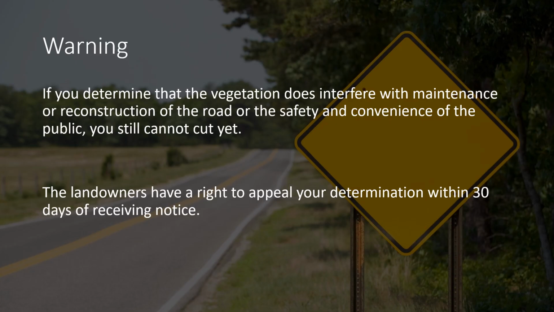Here it's important to note that you can't cut immediately after making that determination. Minnesota Statute 160.22 Subdivision 7 grants landowners a right to appeal these determinations. They have a 30-day timeline in which to do that. So once you've made the determination that the vegetation does indeed interfere with maintenance or the safety and convenience of the public, you have to wait 30 days after the landowners have received notice before you can go ahead and cut.